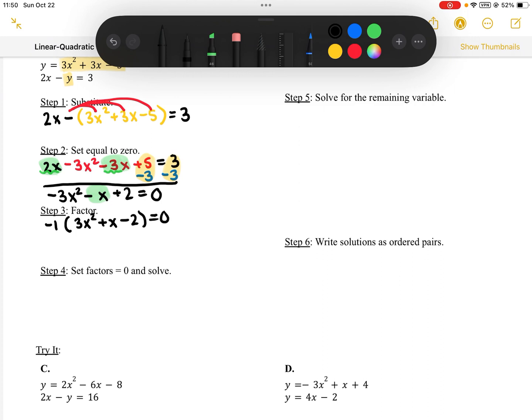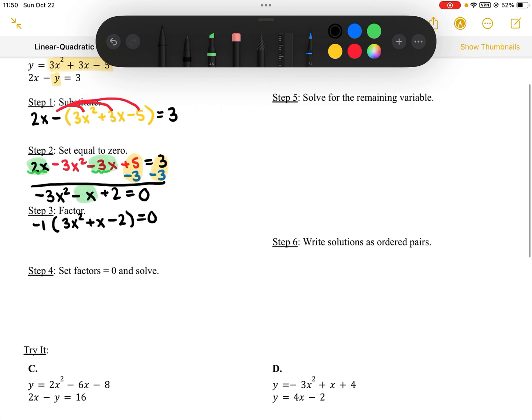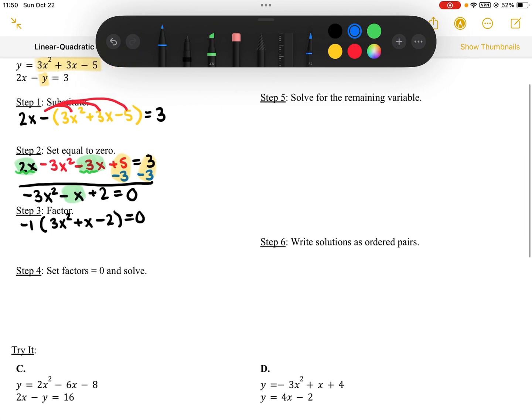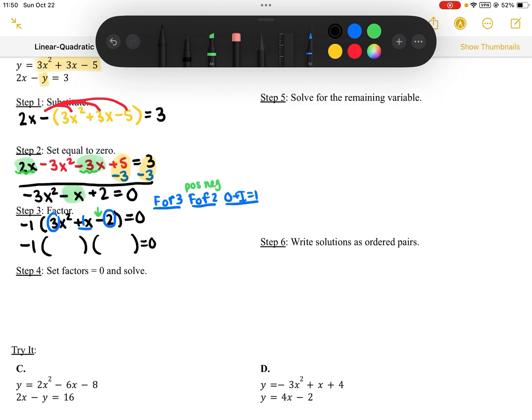Now this makes it a little bit easier to go ahead and factor. So to factor this, I need to look at factors of 3, factors of 2, outer plus inner equals 1. So I'm going to go ahead and set up my parentheses so those are ready to go. Now my factors of 2, my C is negative, so my factors of 2, one will be positive, one will be negative. So factors of 3 are 1 and 3, factors of 2 are 1 and 2.